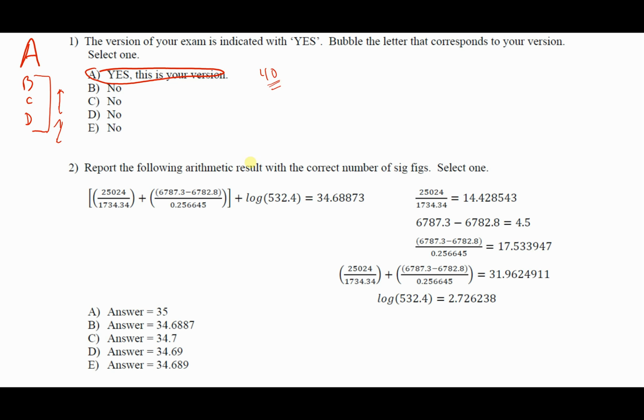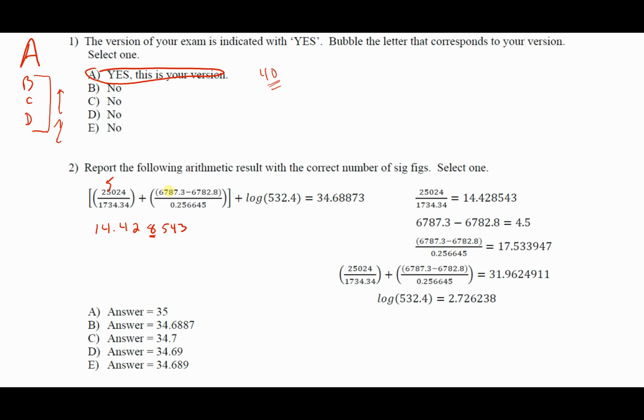Okay, report the following arithmetic result to the correct number of sig figs. So remember order of operations, so we can start with either of these two. We'll start with the one on the left. It's division. 1, 2, 3, 4, 5 sig figs on top, 1, 2, 3, 4, 5, 6 sig figs on the bottom, which means whatever this number is, we'll have 5 sig figs. So since we're summing them all together in the end, it's going to be 14.4285543, and my error will be right there.